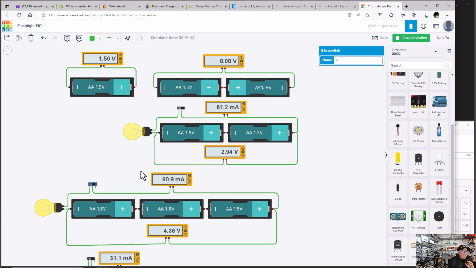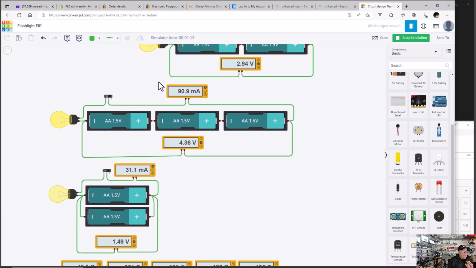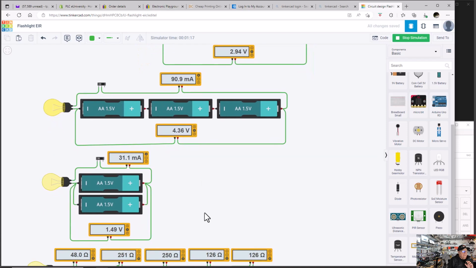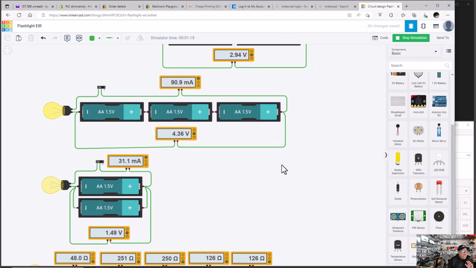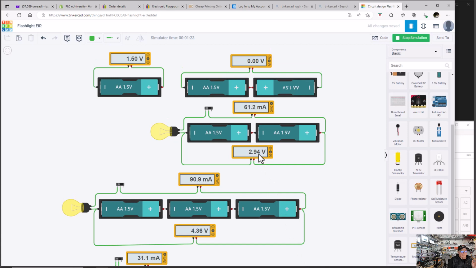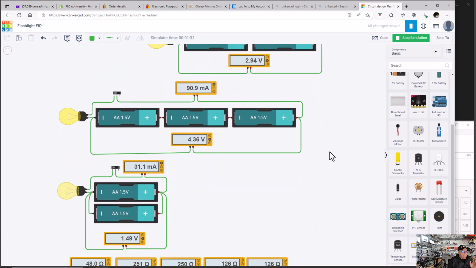Now the next step would be to go down and put two of them in parallel. So up here, still 3 volts. These two are in series, you get 3 volts. We go down here, you've got 2 batteries, but you've only got 1.49 volts at 31.1 milliamps. That's because they're in parallel. When you put batteries in parallel, the voltage does not change.